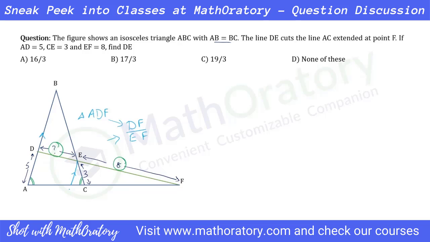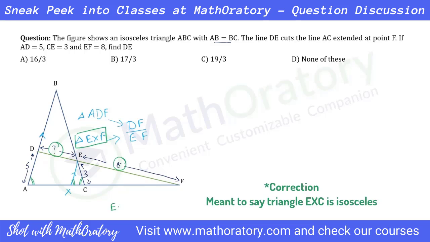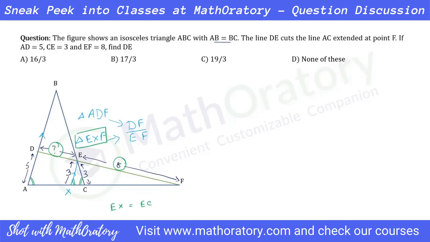So let me name this as well. Let's say this point is X. So this EXF triangle. So these two triangles become similar, right? Because I've drawn this EX parallel to this AB. This angle A and angle X will be equal in value, right? Making this EXF triangle also isosceles. So what I mean by that is EX will be equal to EC. See, the base angles are equal, right? So this angle X and angle C are equal. Both are equal to angle A. So EX would be 3 in length. So this length would also be 3.